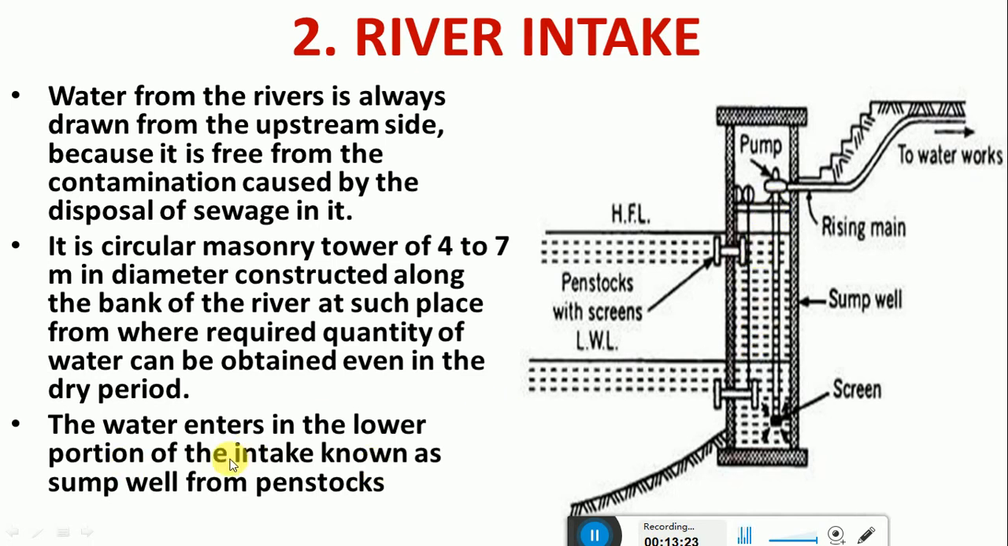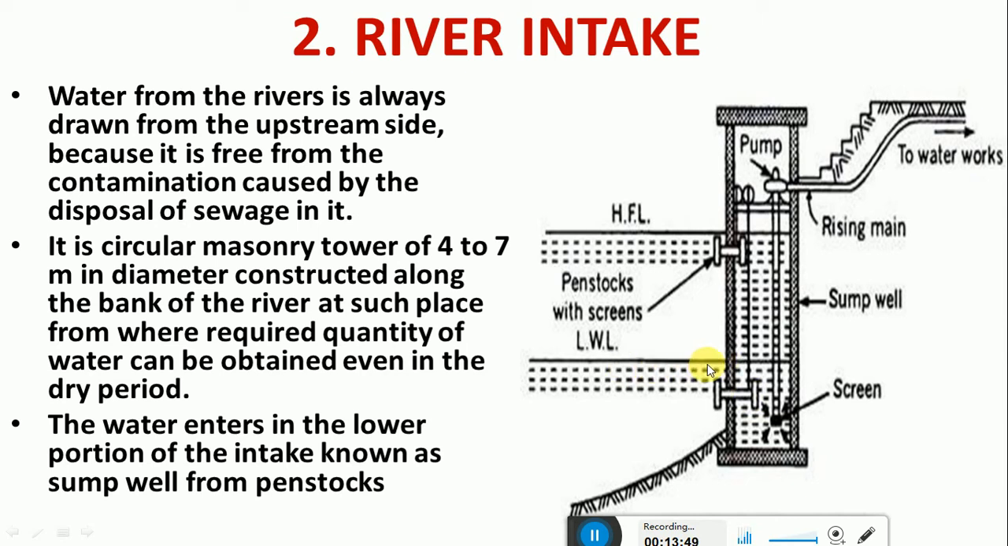Okay, so here the water enters the lower portion of the intake, known as the sump well, from the penstocks. So this is the sump well, and this is the penstocks. These are located at two levels, because rivers are the ones which do not have constant flow. So this is the penstock which is located at a lower level.